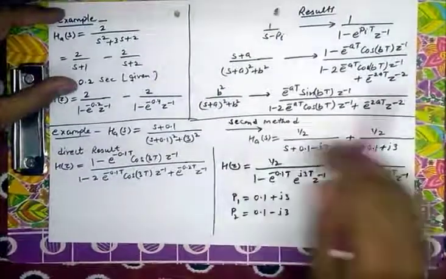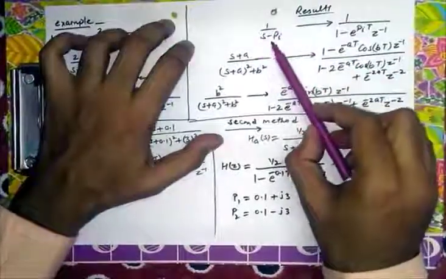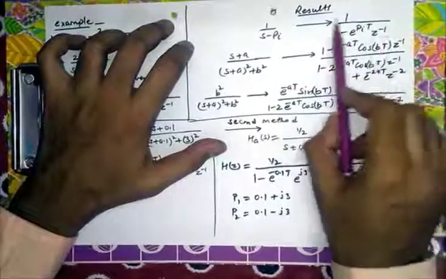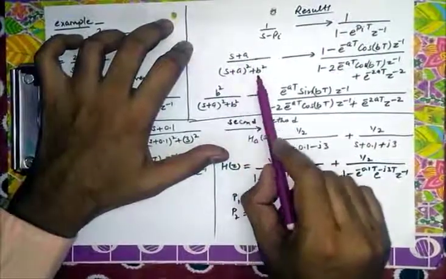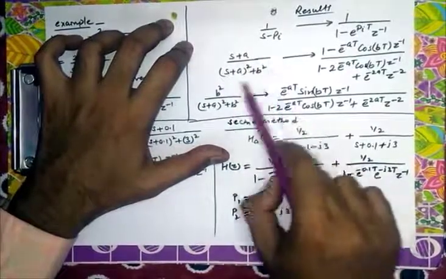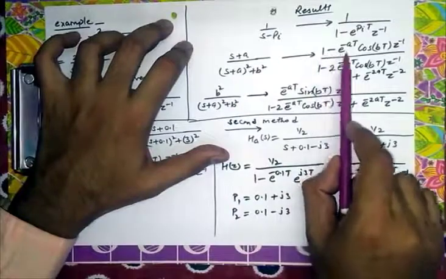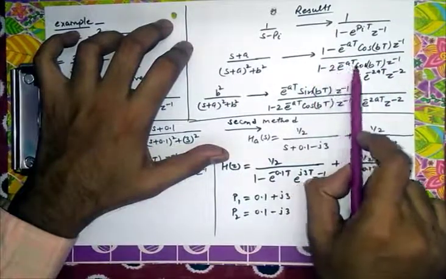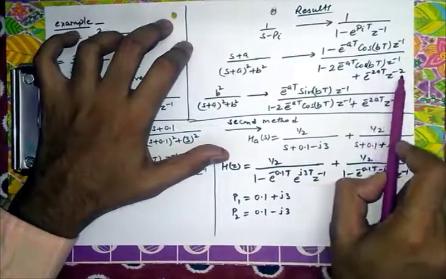Suppose first we have drawn the results. The first result is 1/(s − p_i), which transforms in the z domain to 1/(1 − e^{p_i T} z^{-1}). Similarly, (s + a)/((s + a)² + b²) is an identity in the Laplace domain, and it transforms into (1 − e^{-aT} cos(bT) z^{-1})/(1 − 2e^{-aT} cos(bT) z^{-1} + e^{-2aT} z^{-2}).